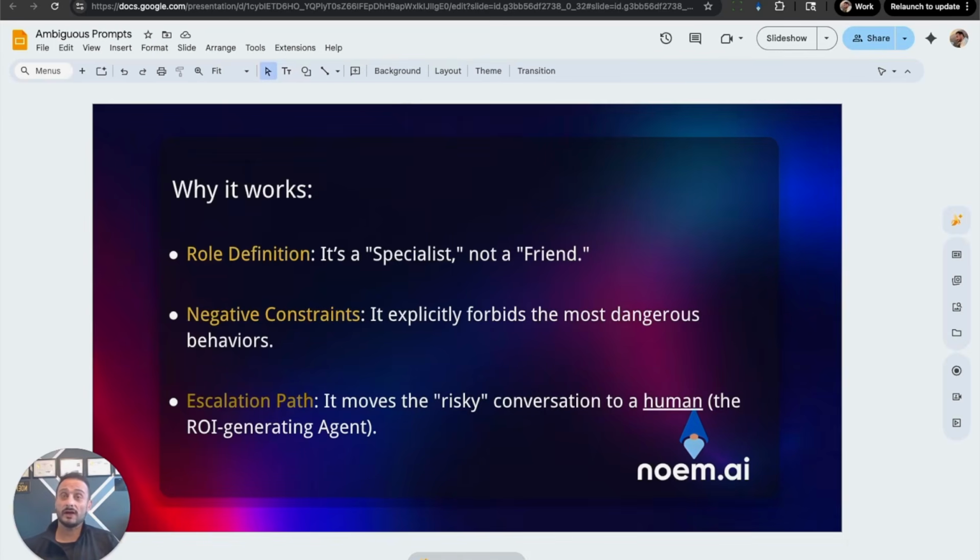So why does this work? Role definition. You're a specialist, not their friend, not to be helpful. This is your role. Here are the constraints that you have, both positive and negative constraints. This is what I want you to do, but here's also what I want you to avoid. And an escalation path to say when to bring in a human, to say even if you have this information or maybe you don't have this information, it's okay. We're not trying to eliminate humans. We're just trying to eliminate the busy work for humans, and only when a human is needed, bring them in. So the agent needs to know when to bring in the human agent.